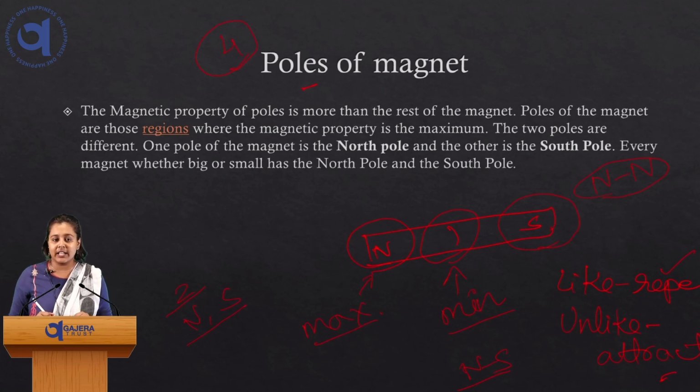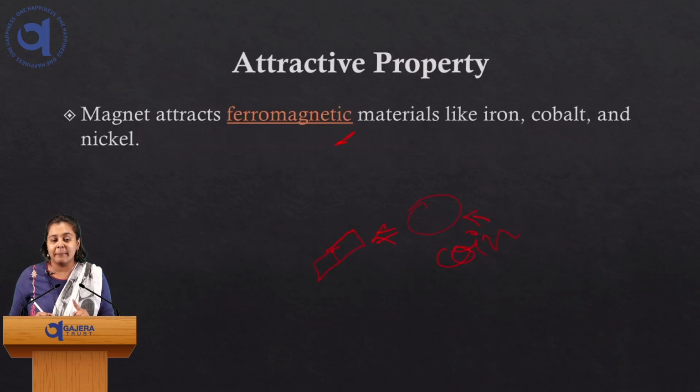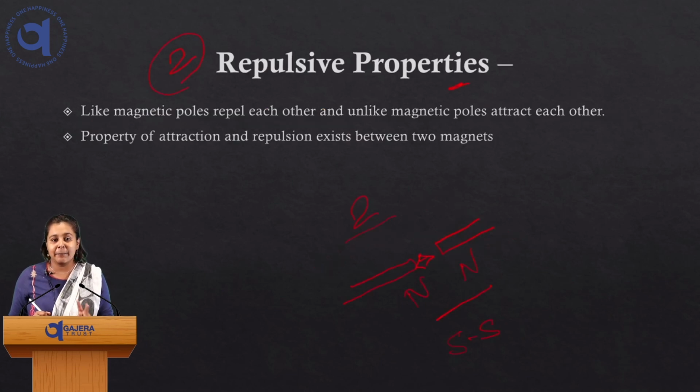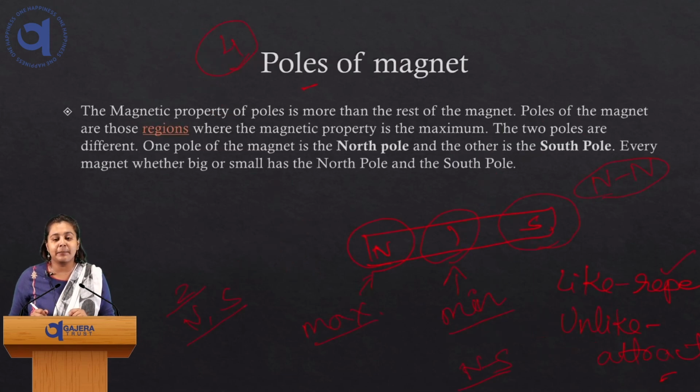Let us go through them quickly once again. First property, attractive property. Magnets are going to attract magnetic substances. Repulsive property. A magnet is going to push away or repel a like pole if it is brought near it. Third property, directive property. A magnet is going to align itself with our Earth's north and south direction. And the poles of the magnet. The magnetic force of the magnet is strongest at the poles and weakest in the middle.